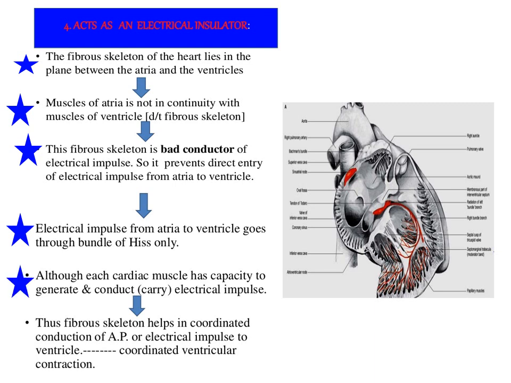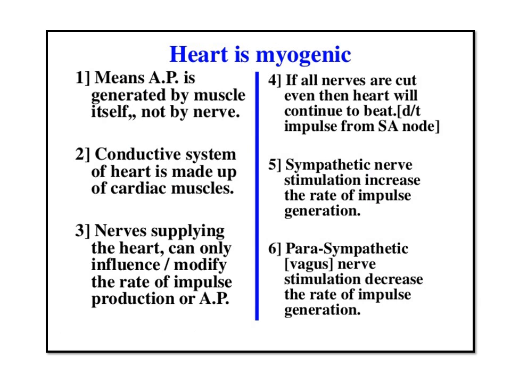Although each cardiac muscle has capacity to generate and conduct electrical impulse, the fibrous skeleton therefore helps in coordination of conduction of electrical impulses to the ventricle and coordinating the ventricular contraction. Heart is finally myogenic. Therefore, the action potential is generated by the muscle itself, not by the nerve. The conducting system of the heart is made up of cardiac muscles. The nerves supplying the heart can only influence and modify the rate of impulse production.